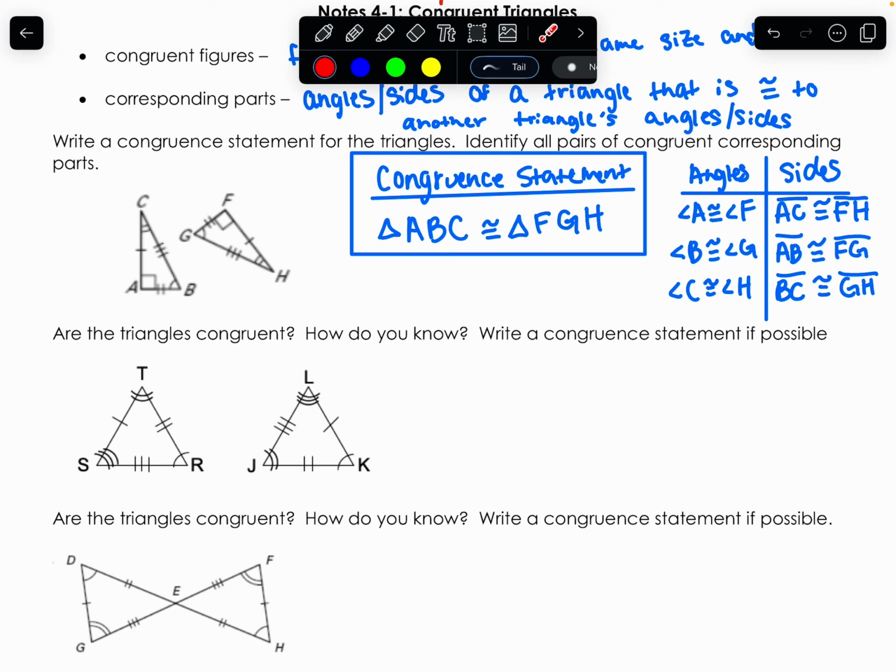So we can start with sides. Let's just start with sides for fun. So ST, 1 tick mark, matches up with this 1 tick mark. All right, we're good. I'm going to actually highlight it. That matches up with that.